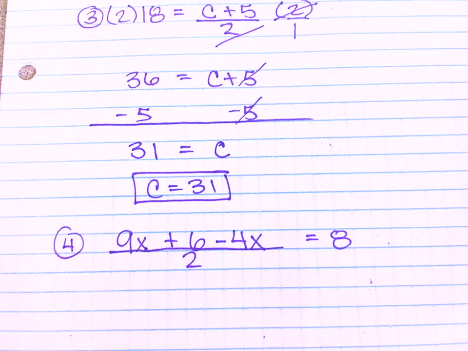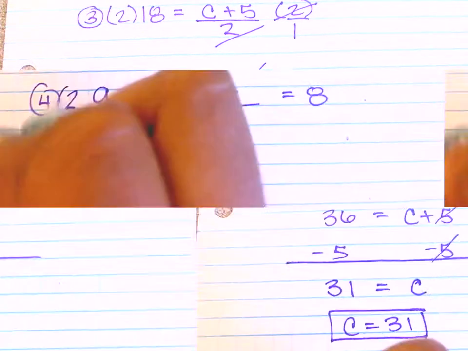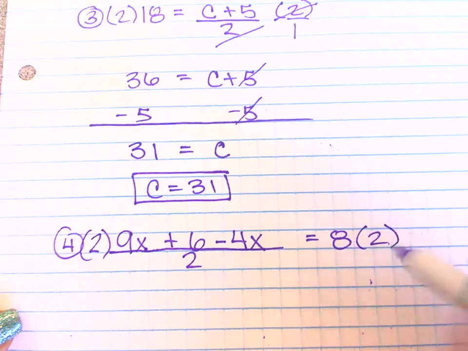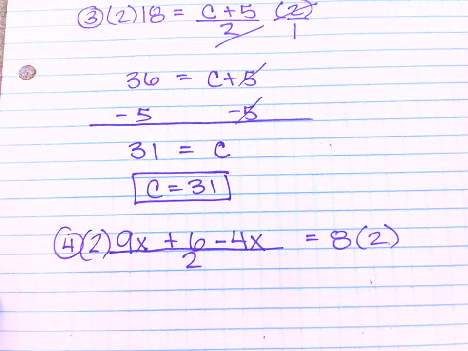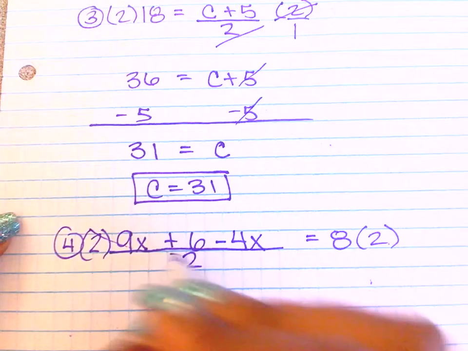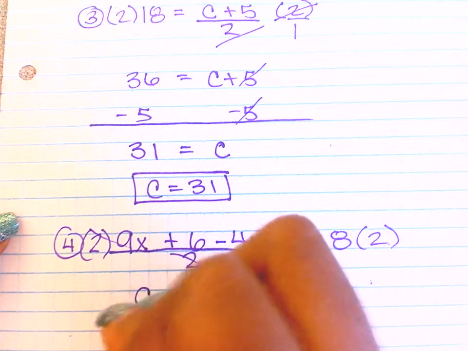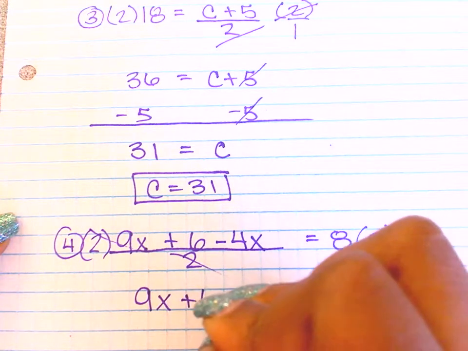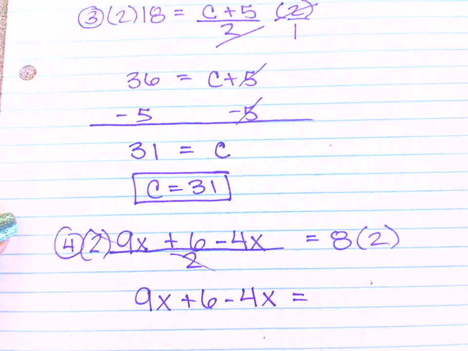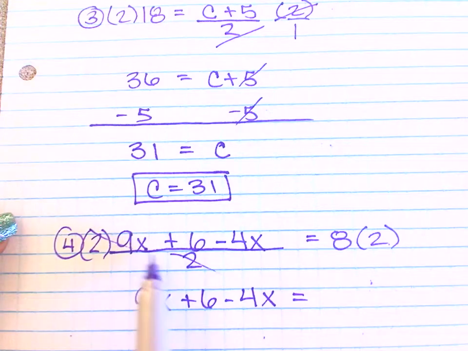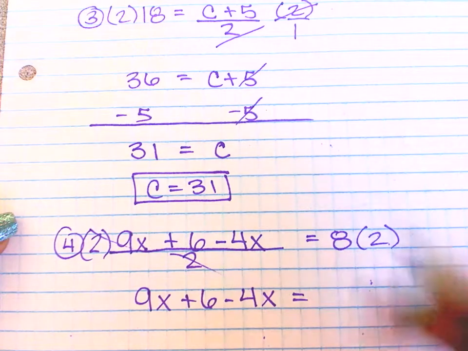Alright, so in order to get rid of that 2 that's down there on the bottom, I don't want to have to multiply and subtract and divide fractions. So I'm going to multiply by 2 on both sides. And remember, the inverse property of multiplication, if you multiply by the inverse, it's 1, right? So that's how my 2's can cancel out. I'm left with 9x plus 6 minus 4x equals, so I'm left with just what's in the numerator, and then I have 8 times 2, which is 16.